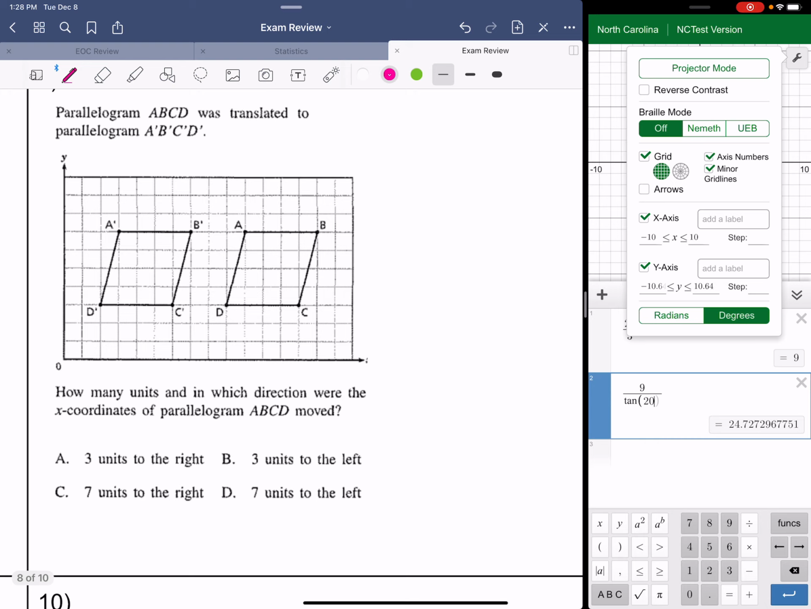Okay, how many units in which direction was ABCD translated? So ABCD, notice that that is this one here. This is ABCD, and it was moved this direction. So A went backwards 1, 2, 3, 4, 5, 6, 7. So it moved 7 units left.